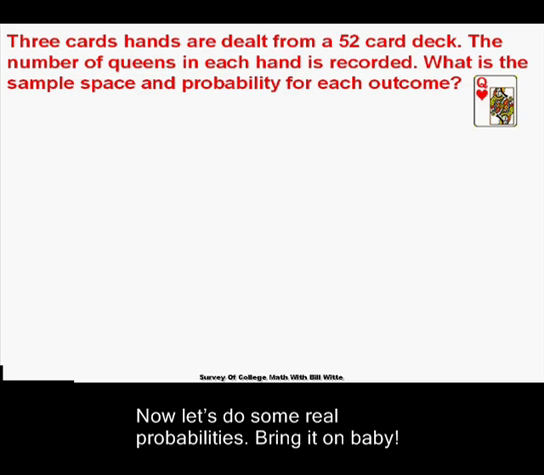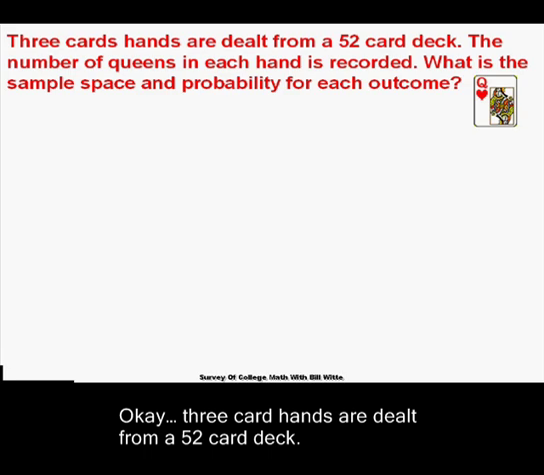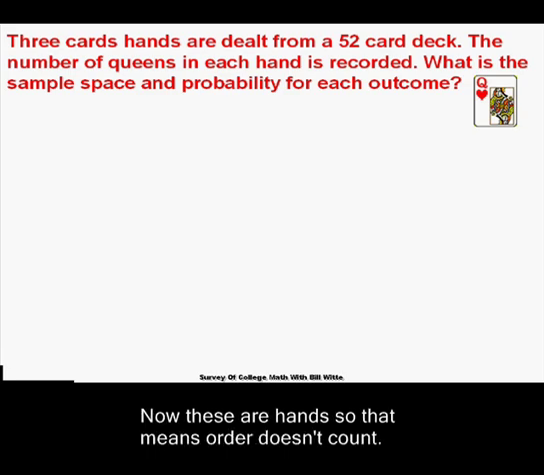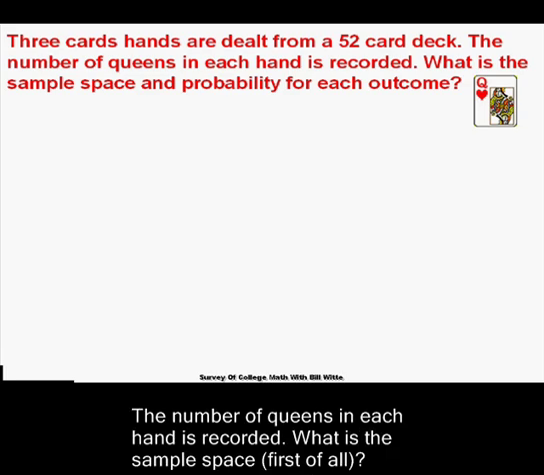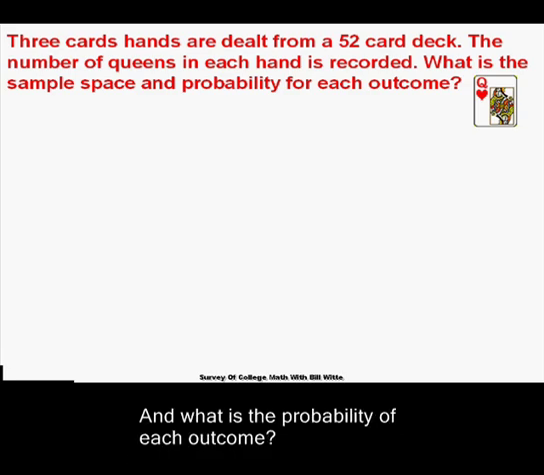Okay, 3 card hands are dealt from a 52 card deck. Now these are hands, so that means order doesn't count. The number of queens in each hand is recorded. So what is the sample space, first of all, and what is the probability of each outcome? Let me demonstrate that to you.